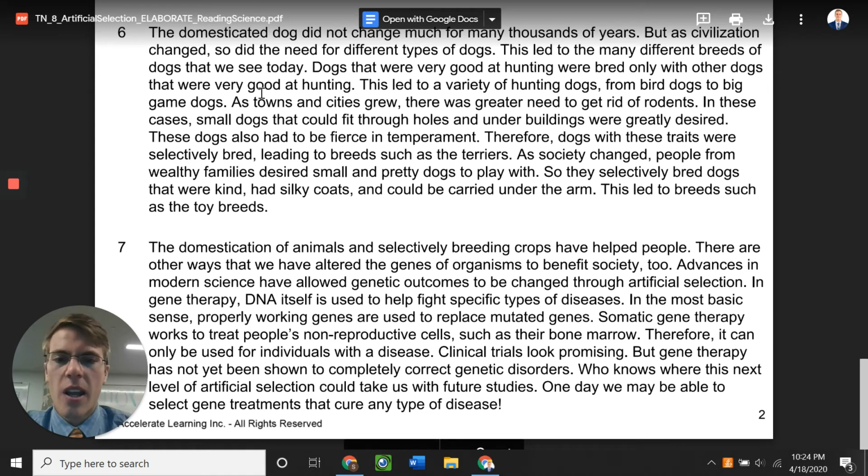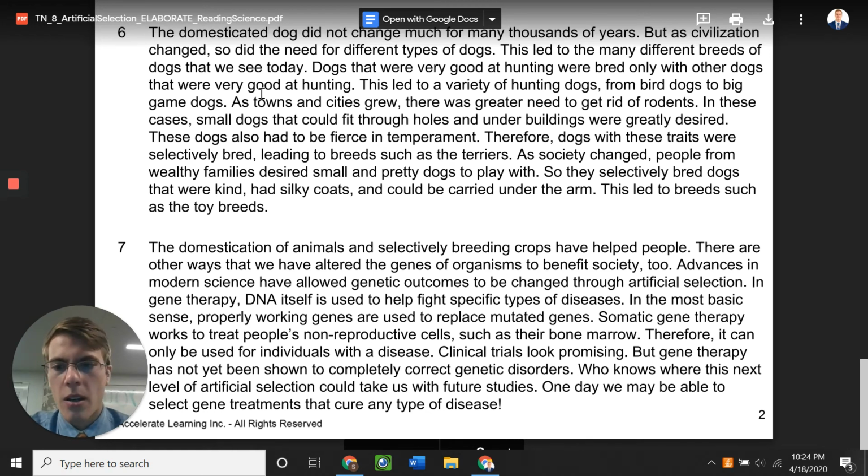The domestication of animals and selectively breeding crops have helped people. There are other ways that we have altered the genes of organisms to benefit society too. Advances in modern science have allowed genetic outcomes to be changed through artificial selection. In gene therapy, DNA itself is used to help specific types of diseases. In the most basic sense, properly working genes are used to replace mutated genes.